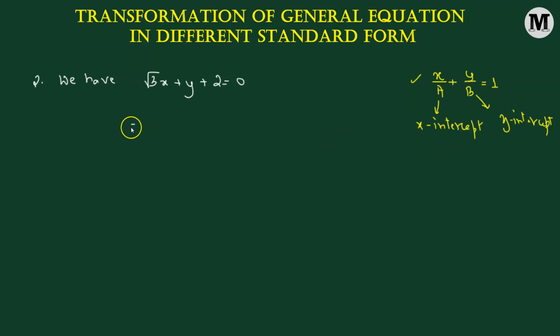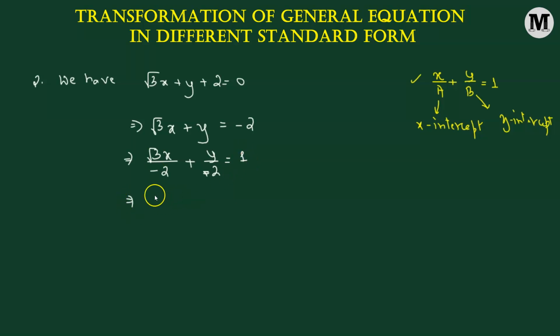Okay, let us begin. For this, we're going to keep the first term square root of 3x and the second term, that is y, as they are, but we'll transpose the third term to the right hand side to get negative 2. Now we're going to divide throughout by negative 2 such that we get square root of 3 times x divided by negative 2 added to y divided by negative 2 equals 1.